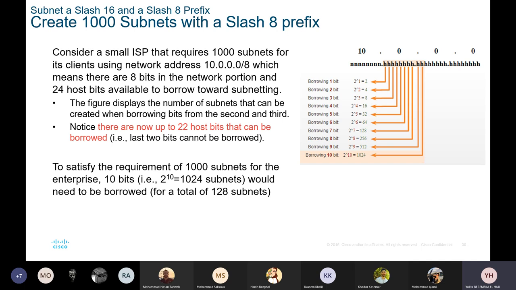If you want to create 1,000 subnets for a network address 10.0.0.0 with prefix 8, it means that only the first octet, the most significant bits, is for the network address. And how many bits do we have to take from the host in order to provide 1,000 subnets? As you see here, we have to take 10 bits to borrow from the host to produce a number of subnets equal to or greater than the required 1,000. In this case, 24 extra subnets will not be used. What is left for the host address is 8 plus 6, 14 bits for the host address in this subnet.